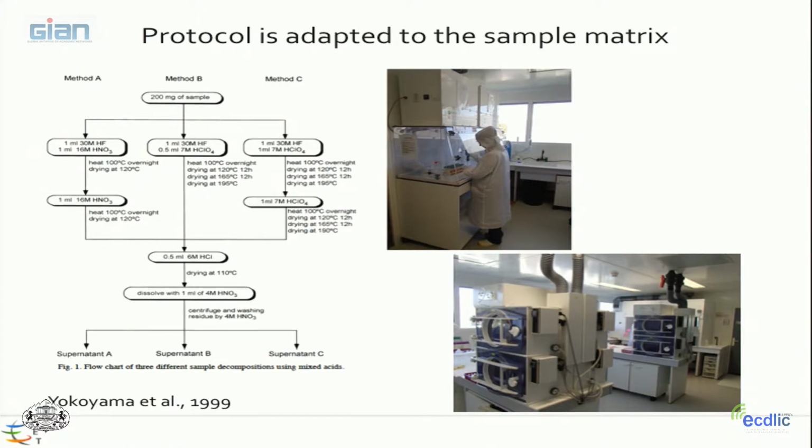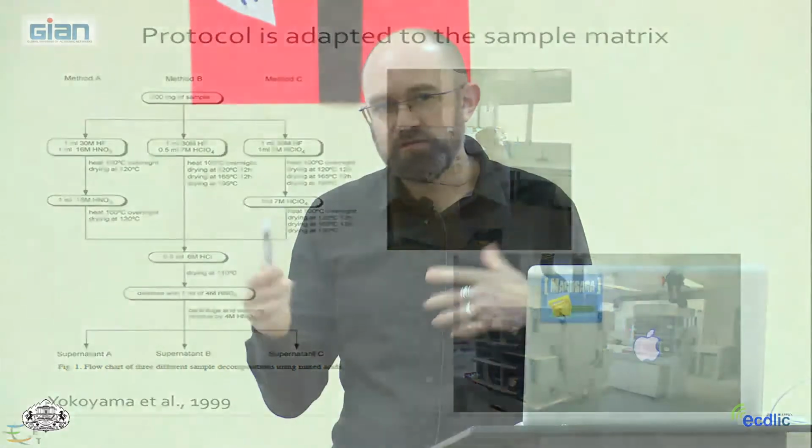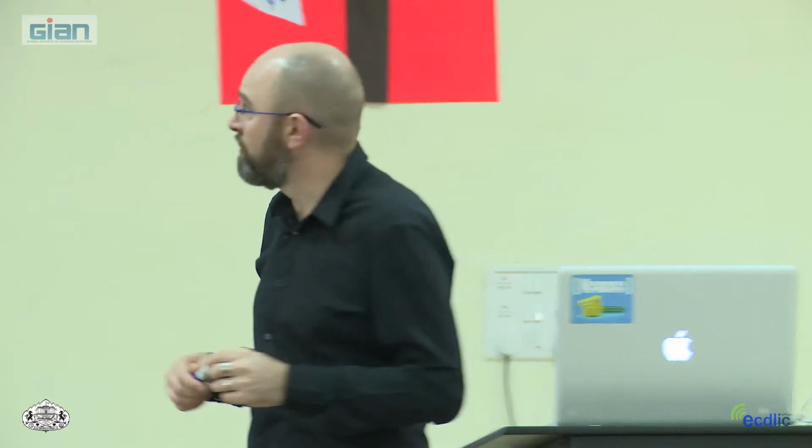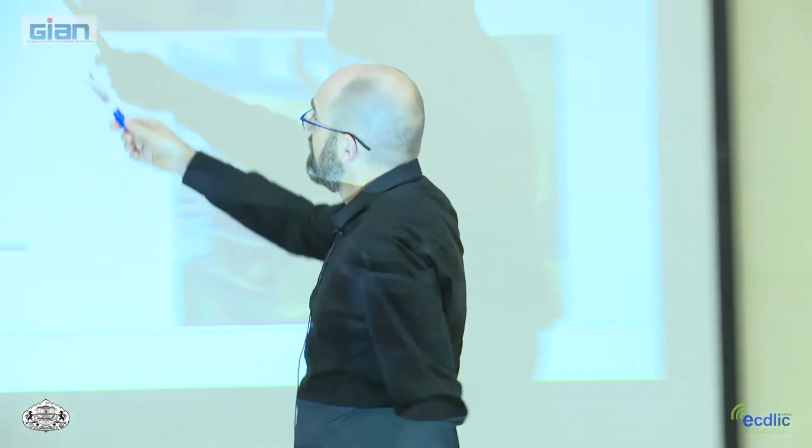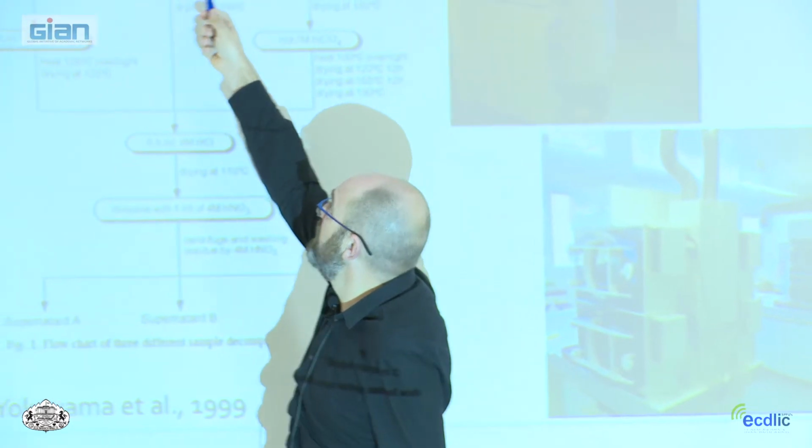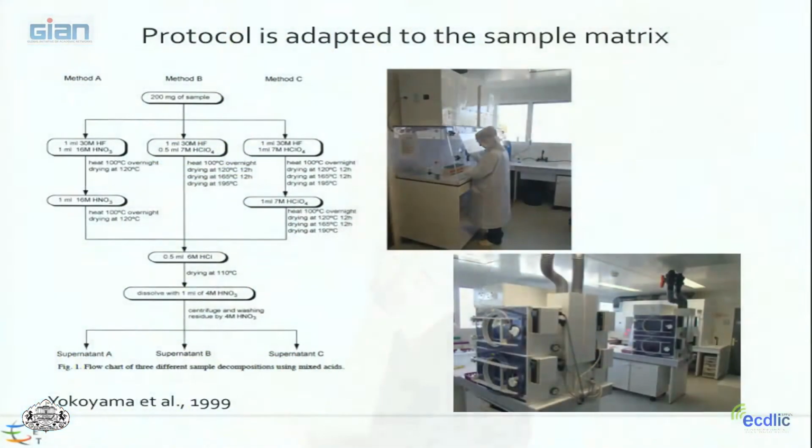So dissolving, there are several protocols. I will not present all the protocols we can use. Typically, the base is HF, and then you mix with other compounds depending on your rocks. I will talk only about the protocol for mantle peridotite. For mantle peridotite, we use a protocol with perchloric acid, HClO4, and HF. Why?